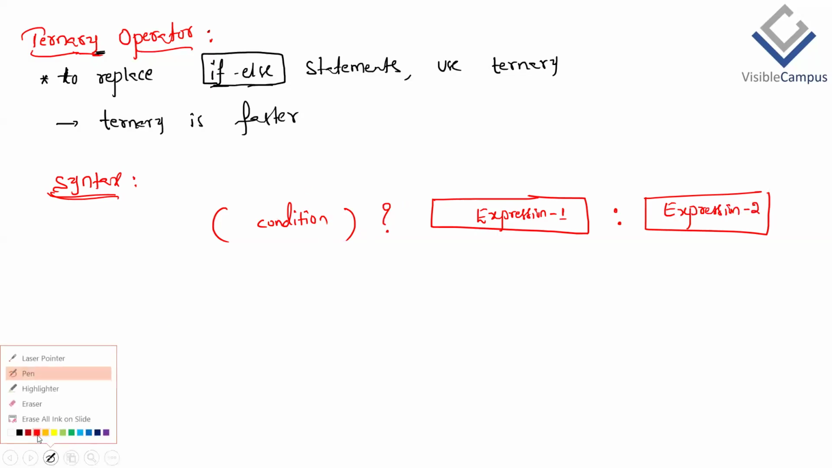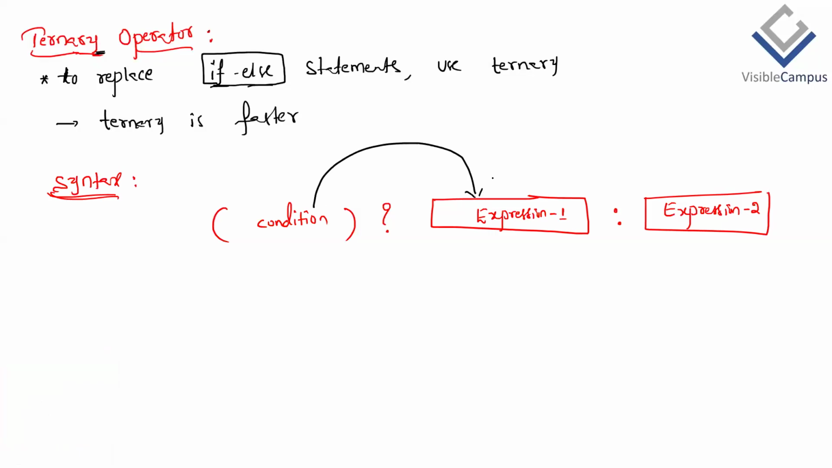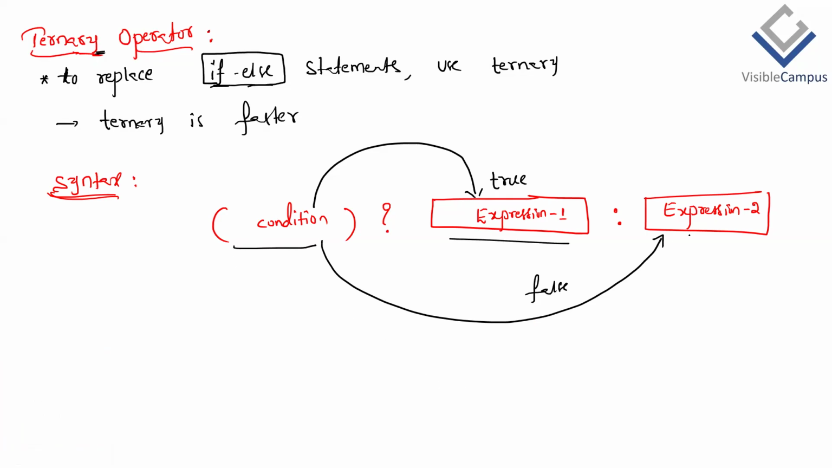This part will work if the condition result is true. This part will be executed if the condition result is false. Any other third possibility? No. That's why, here 1, here 2 and here 3, because it's a combination of 3, it's called ternary. This is the syntax.